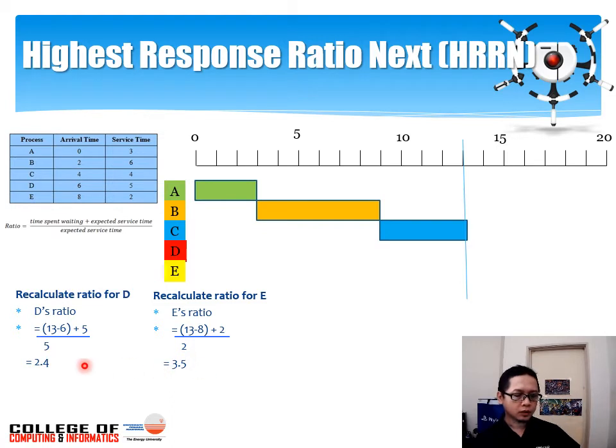So based on these two ratios, which one will get picked? Of course, the one that will get picked is process E, because E has the highest ratio between E and D. So E is chosen, E gets executed. And after that, of course, D will get chosen because only D is left.